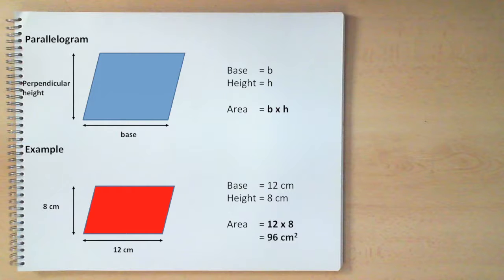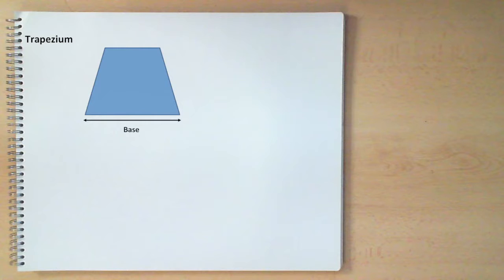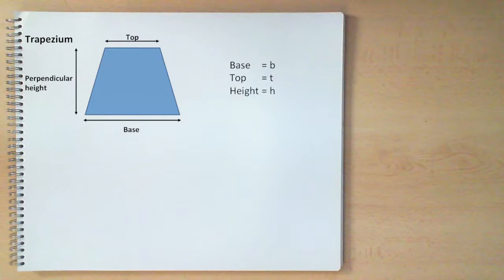Okay, let's move on now to some more unusual shapes. Still regular shapes though. First of all, the trapezium. A trapezium looks a bit like a vaulting horse in a PE hall, I suppose. It has a base length and a top length, and it has a perpendicular height. So if our base is B and our top is T, then the area is a half of B plus T, so the average of those two lengths, times the perpendicular height.